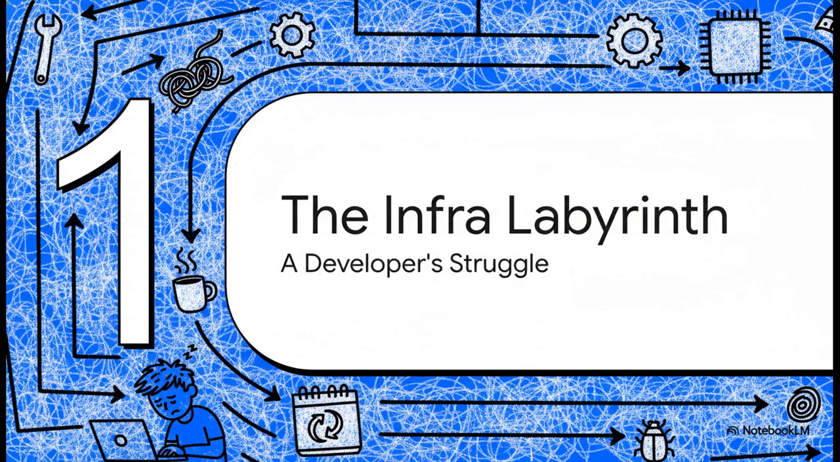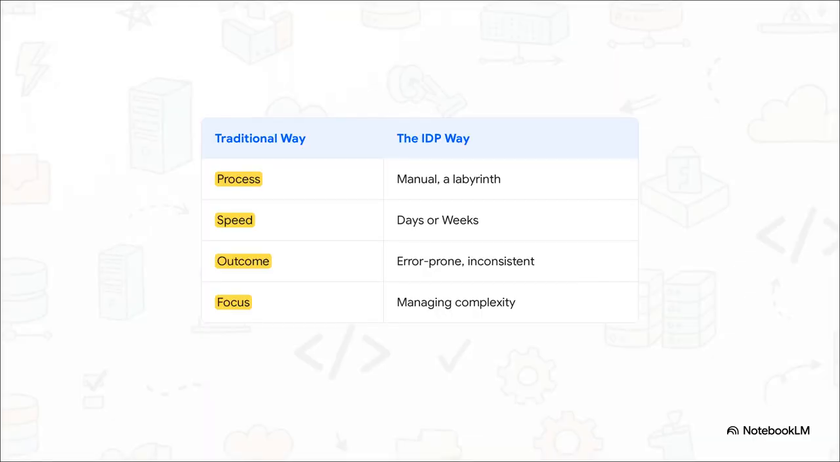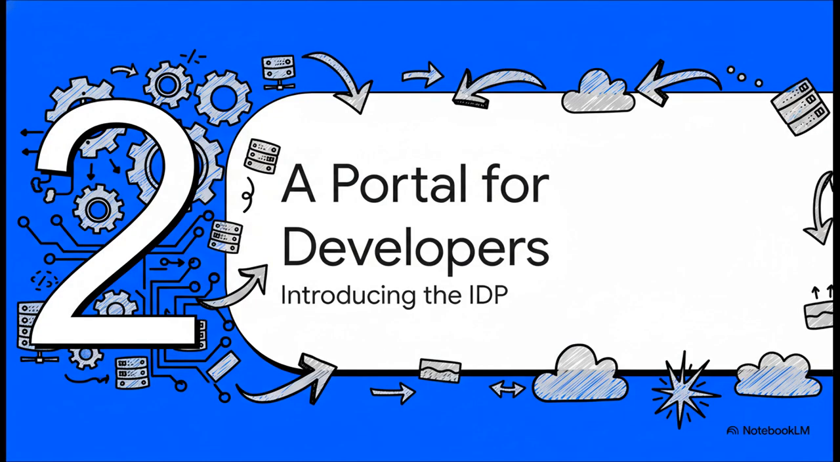For so many developers, the problem is a daily battle, trying to navigate this crazy maze of tools, tickets, and processes. And this slide, man, it just lays it all out, plain and simple. On one side, you've got the old way, this manual labyrinth where everything takes days, maybe even weeks. It's super error-prone, and developers end up spending all their time just wrestling with complexity. But then, look at the other side, the IDP way. It's just a simple, automated portal. What took weeks now takes minutes, and the focus completely shifts from managing chaos to what actually matters, building amazing products.